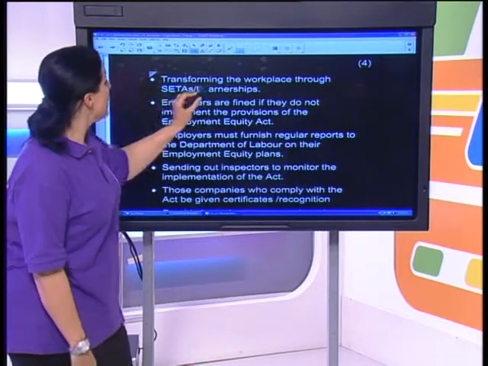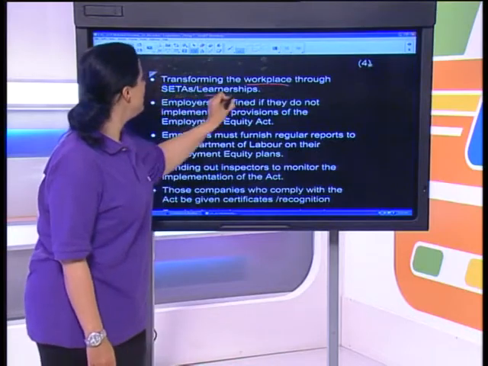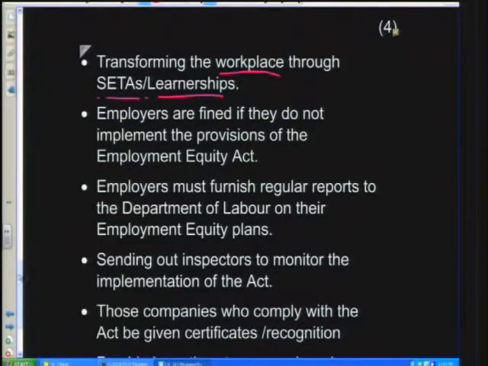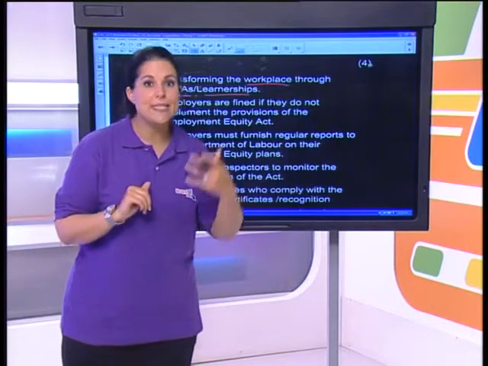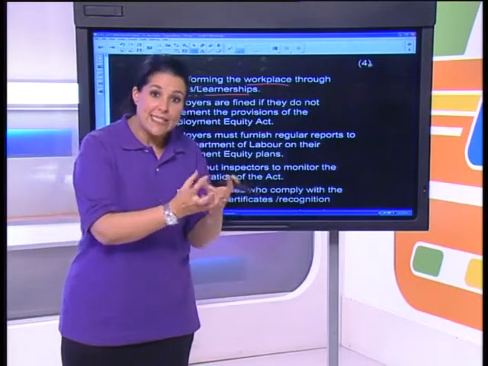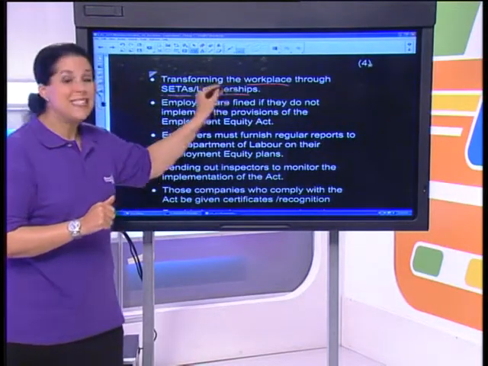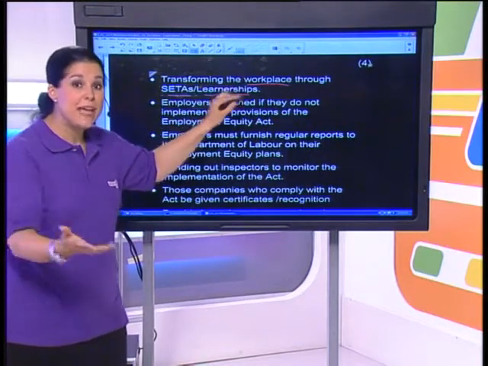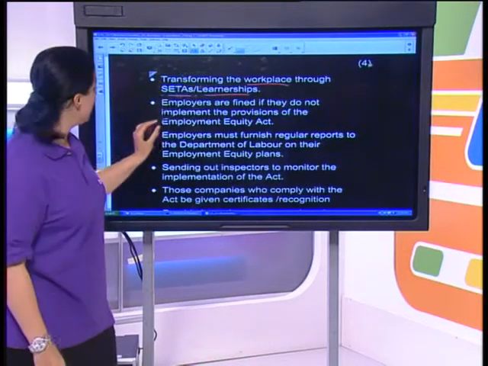We're saying we want to transform the workplace through learnerships and CETAs. Remember CETAs, we said, for every sector, they've got an authority that determines the skills and courses and training needs for that sector. So they're saying government can ensure that the workplace is transformed, made better through all of the learnerships and skills that people can get.